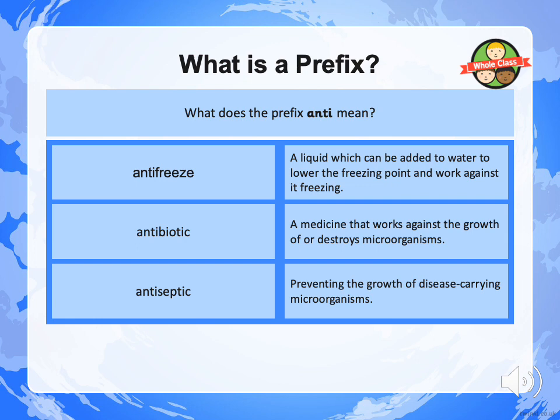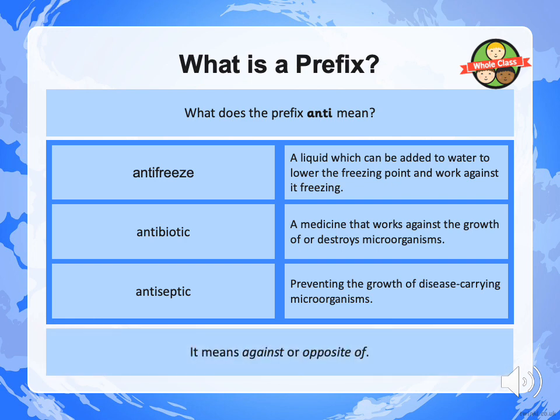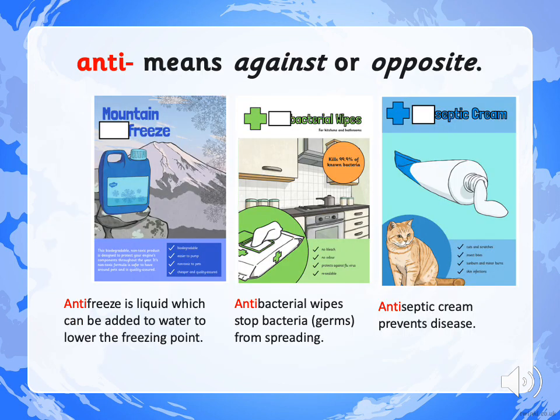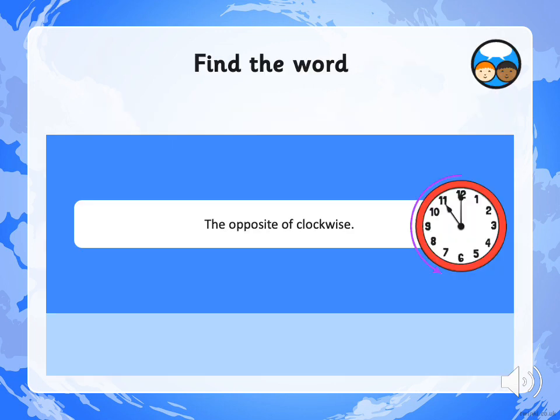So what might anti mean? Have a think about what's the link between these words. It means against or opposite. Against or opposite. So antifreeze is against freezing. Antibacterial works against bacteria, and antiseptic is the opposite of septic. Okay, keep moving on. Let's see if we can find the words that we're learning this week for our spellings.